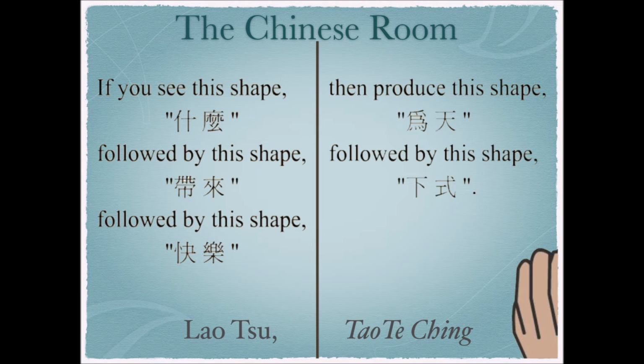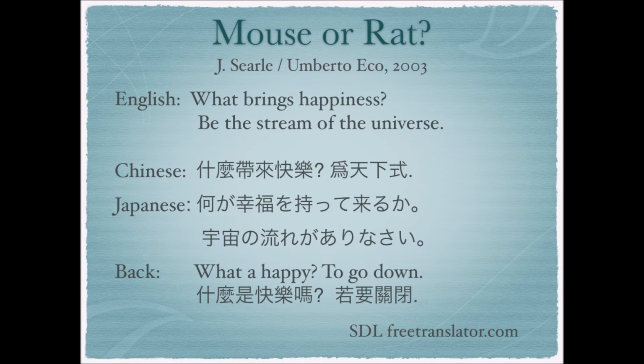Now in 2003, Umberto Eco suggested that computers be asked to do a back translation to verify the capacity to translate from one language into another. And here you see the same example. What brings happiness? Be the stream of the universe. Now I used a computer program to translate this from Chinese into English, and you see the back translation here. What a happy to go down.